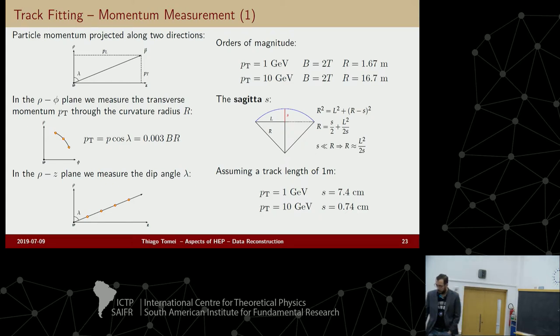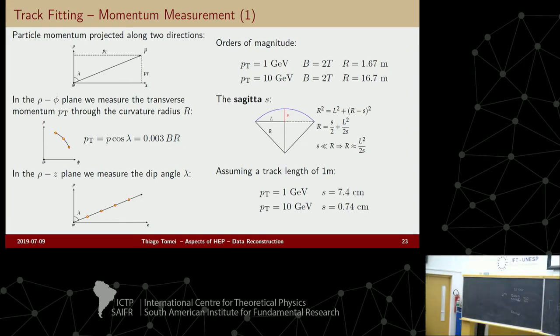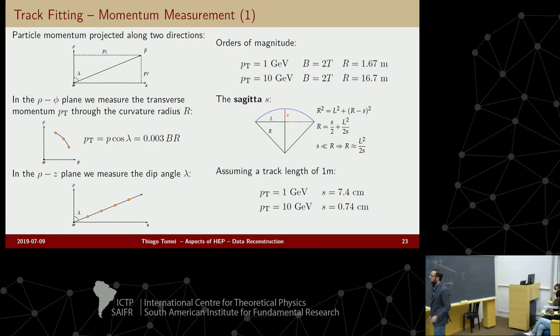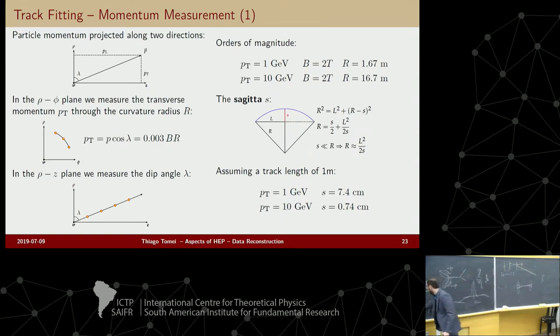How do you solve this? This was solved by Italians, of course. You define this sagitta here, and then you have the trigonometry that you can run over, it's easy. Assuming you have a track length of 1 meter, you will see that for a pT of 1 GeV, you have a sagitta of 7 centimeters. So over 1 meter, this height here is 7 centimeters. For 10 GeV, this height here is 1 centimeter, which even in my drawing is almost indistinguishable from a straight line.